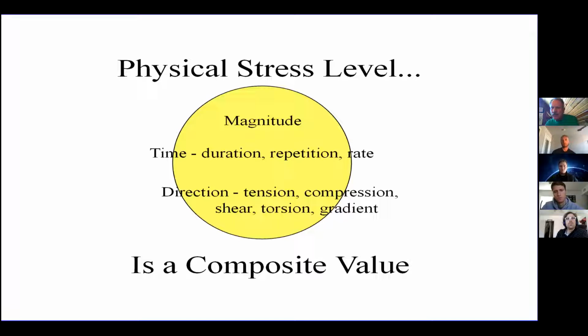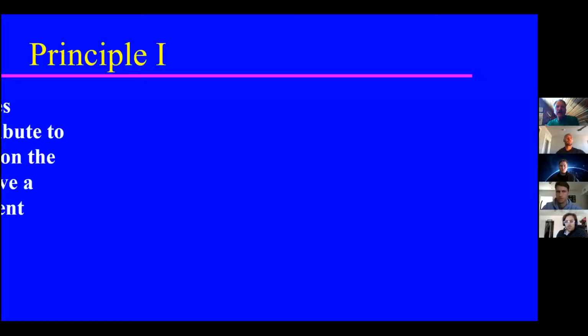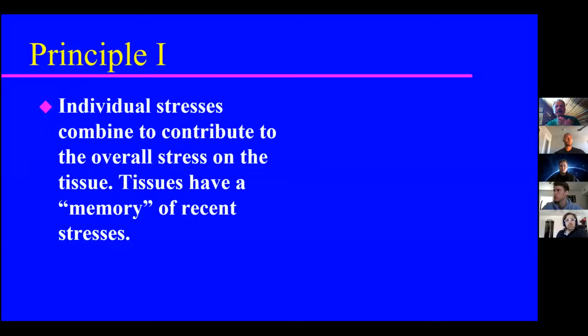Chris, let me get through these couple points real quickly, and then I'm going to come back to your question, because that's basically part two. What you're framing is part two of the physical stress theory, table 2, or whatever the name of it is. So just quickly, physical stress is this composite value. It really does make a big difference about time, duration, repetition, the direction of the stresses. And then they combine to contribute to this overall stress on the tissue. So they have this memory.